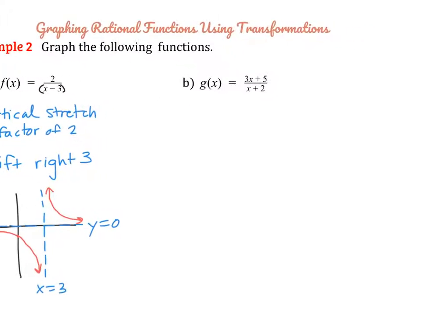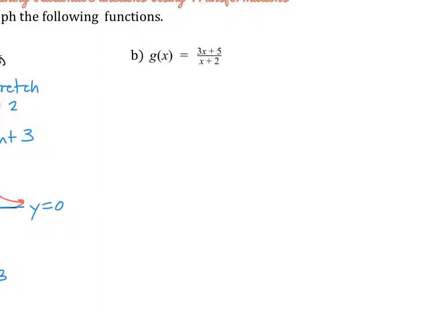All right, so let's look at this next one. So this is not in transformation form, so we're going to need to rewrite it in a way that makes it a little bit easier for us to interpret. And we can do that with just basic long division. So I'm going to actually do 3x plus 5 divided by x plus 2. So 3x divided by x is 3, and then I'm going to multiply, so I get 3x plus 6. And then I'm going to subtract, and I'm left with -1, which is my remainder.